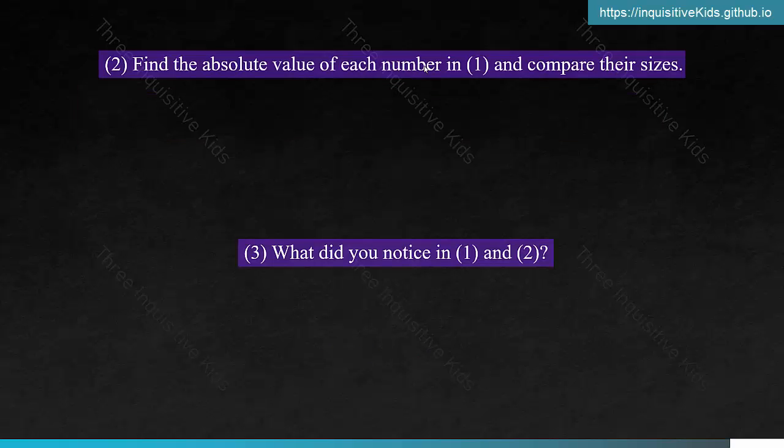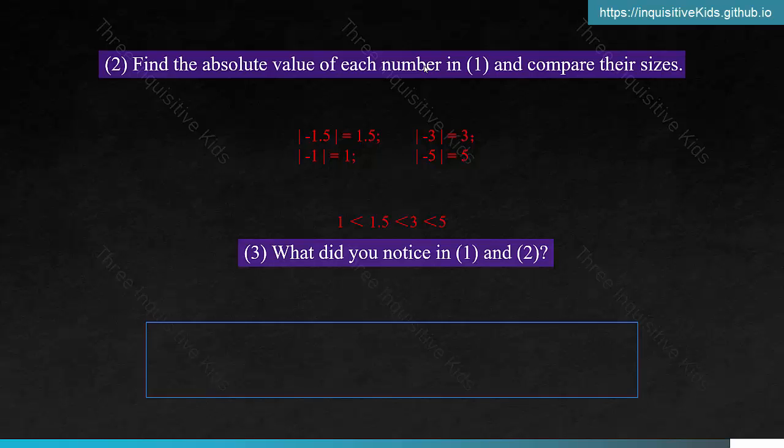Find the absolute value of each number in question number 1 and compare their sizes. Negative 1.5, and then compare it to its absolute value, which is 1.5. And then negative 3's absolute value is 3, and negative 1's absolute value is 1, and negative 5's absolute value is 5. What do you notice in question 1 and question 2?